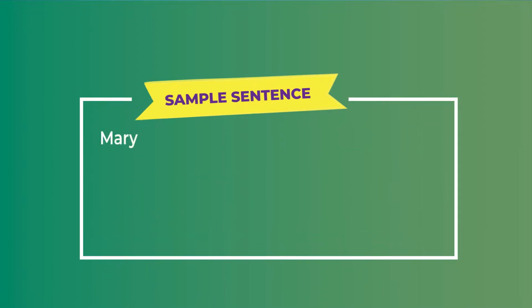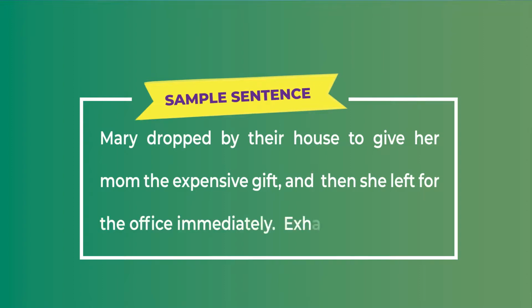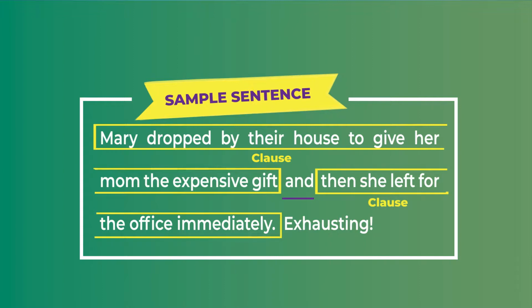Going back to our model sentence, Mary dropped by their house to give her mom the expensive gift, and then she left for the office immediately, exhausting. The conjunction "and" has been used to connect two clauses. One is the clause, Mary dropped by their house to give her mom the expensive gift. And the other clause, that is, then she left for office immediately.